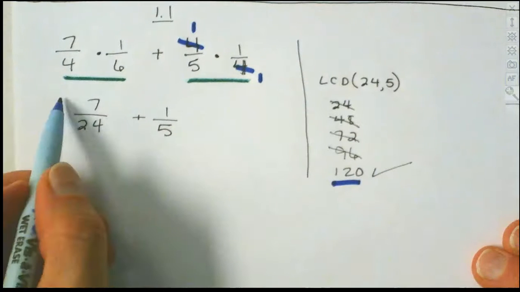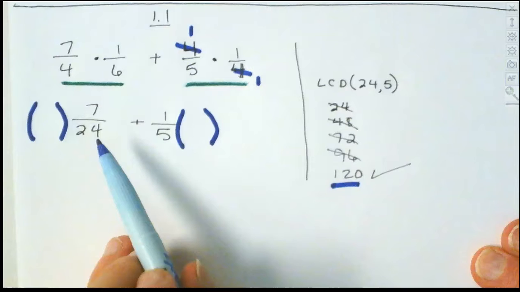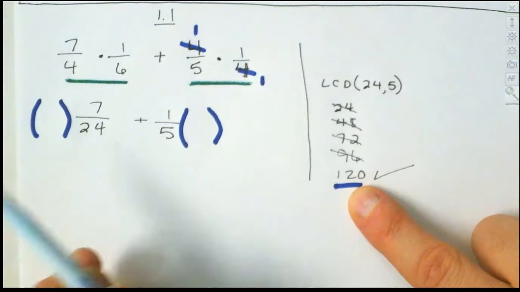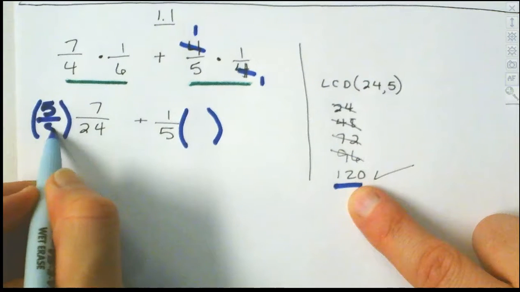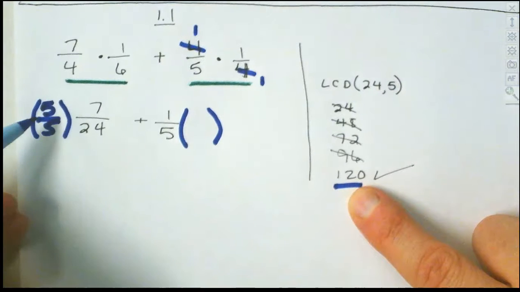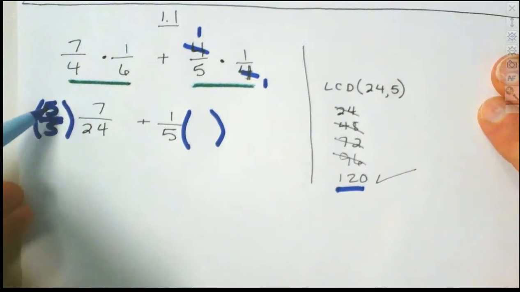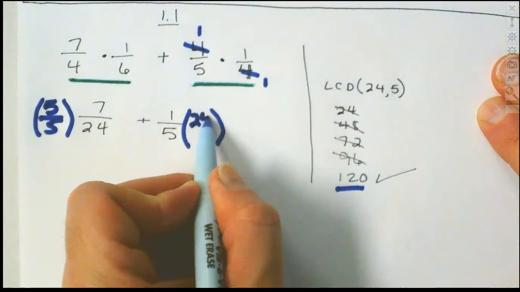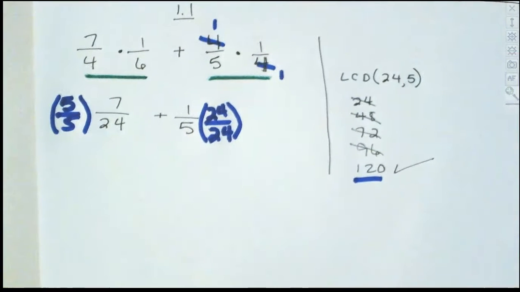So now we're going to go back, and we're going to get our denominators to be 120. So now we look and we see what we need. 24 times what makes it 120? Well, that's 5. Now, whatever we do to the numerator, we also have to do to the denominator. So we need a 5 over 5. The reason for that is 5 over 5 is 1. When you multiply anything by 1, it does not change it. So that's why these have to be the same. Next, we've got that 1/5, so we'll use a 24 over 24. Okay, so that takes care of those.